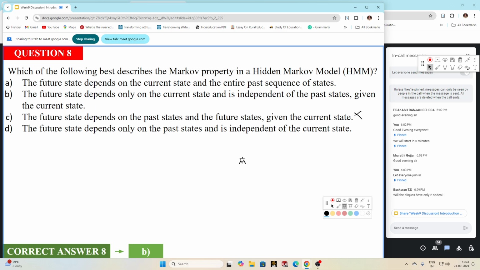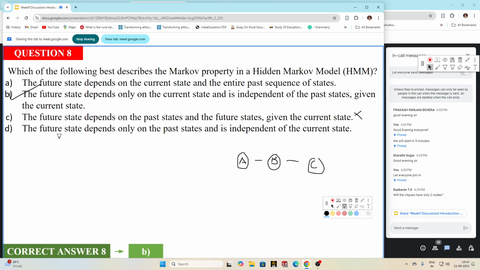So let's make these nodes: A, B and C. A is a past node, B is the current node, and C is the future node. The future state C depends on the current state and the entire past sequence of states? Yes, it can depend. According to me, it can depend if nothing is given. The future state depends only on the current state and is independent of the past state given the current state. If this is given, then A and C are independent. So of course this is true.